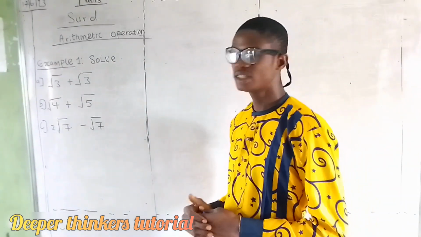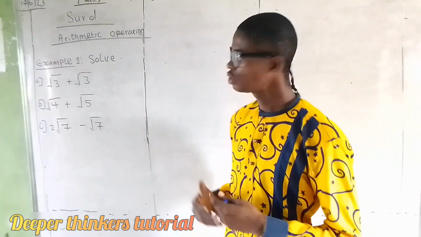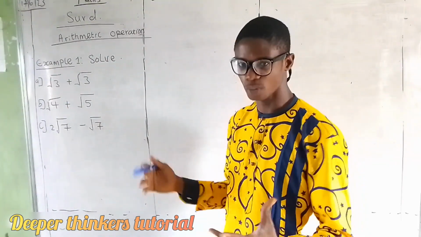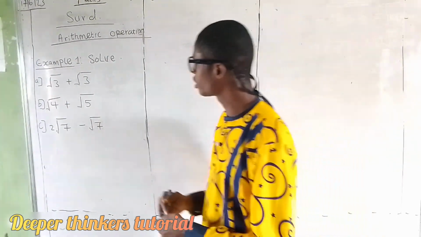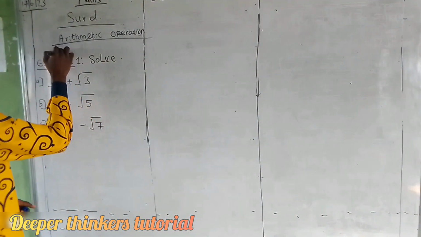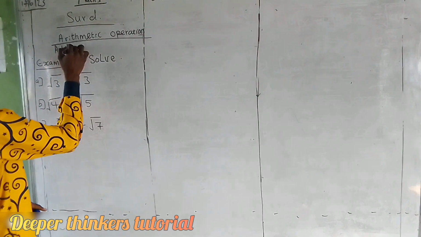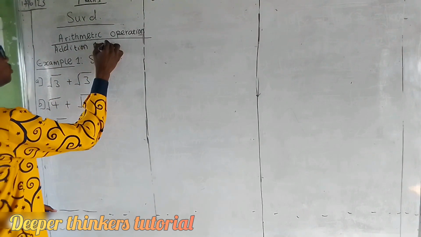Now, we want to look at arithmetic operations on surds. So we are talking about addition and subtraction. That's all that arithmetic on surds is about. Now, we have addition and subtraction.